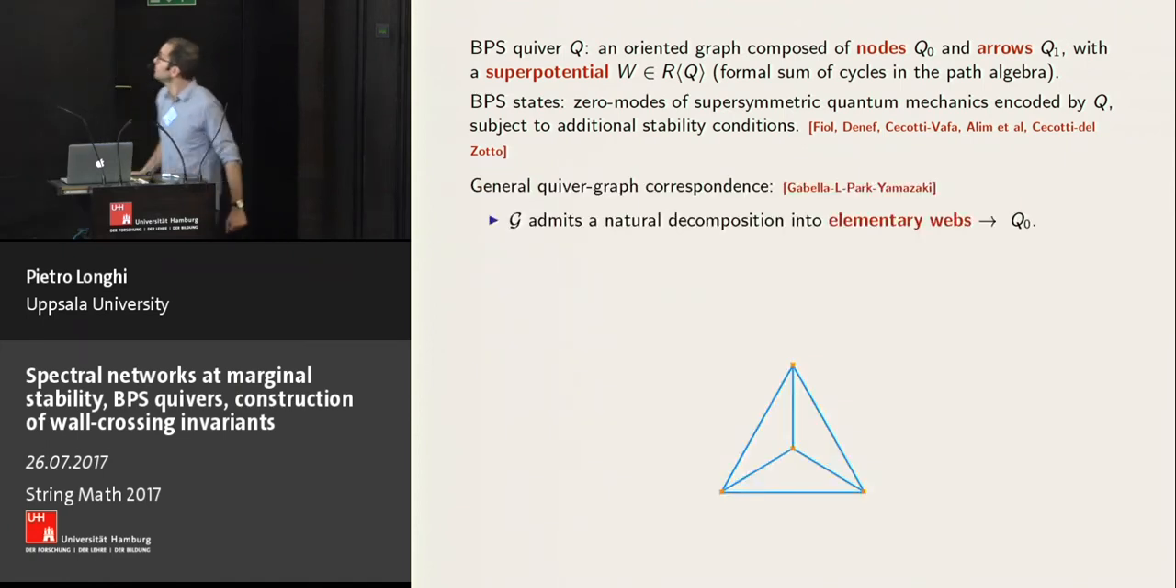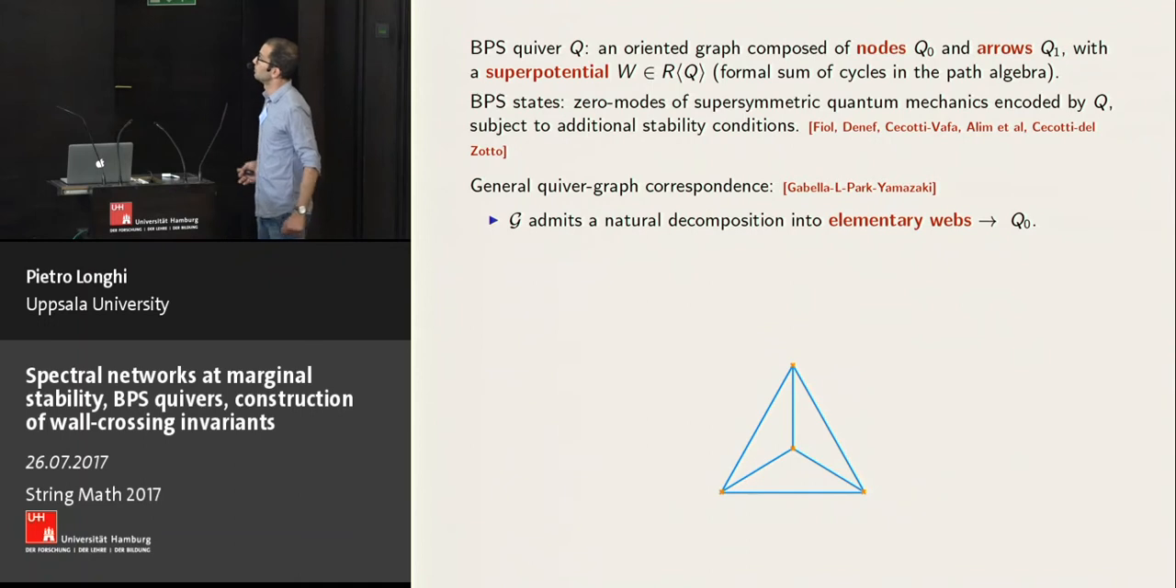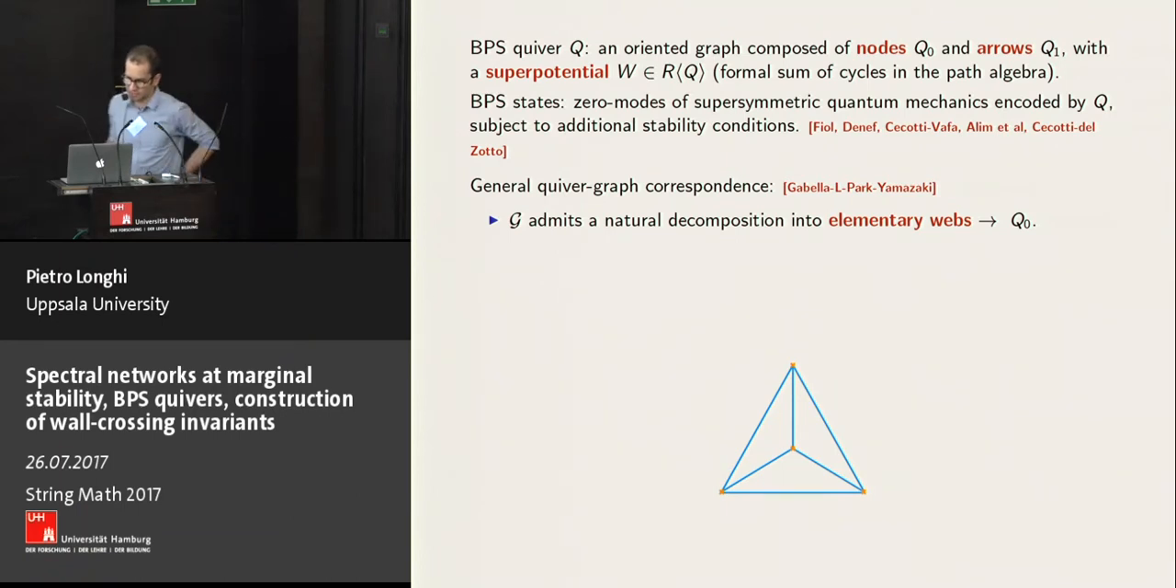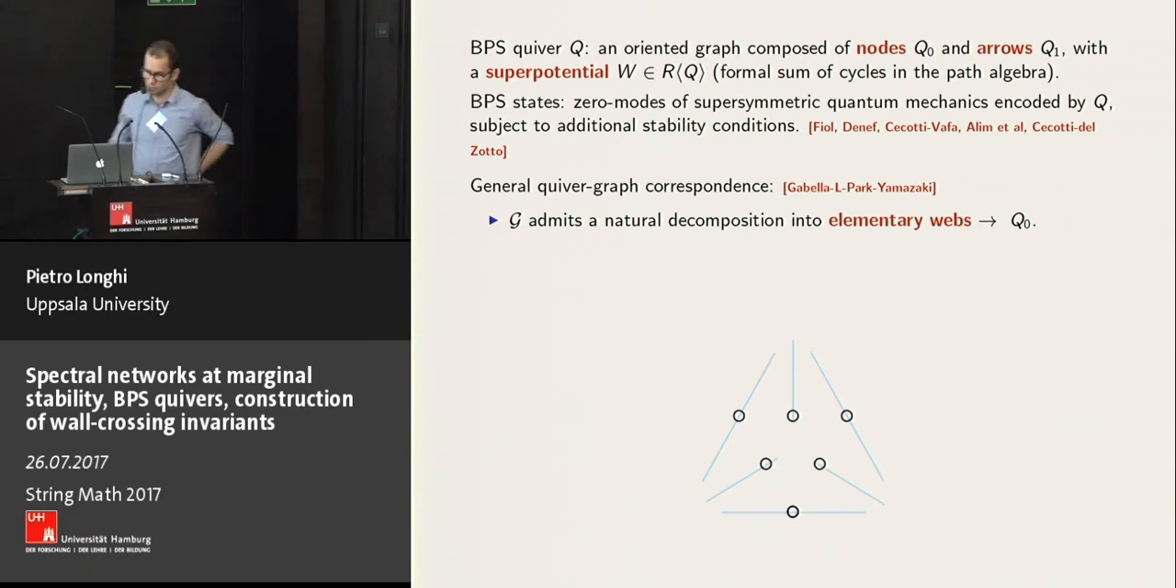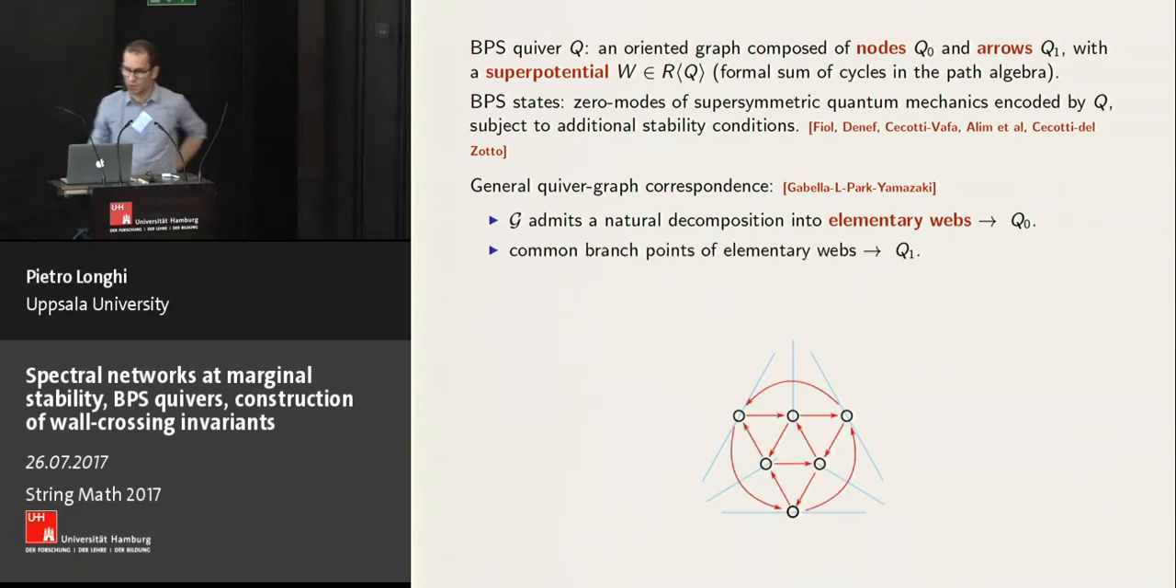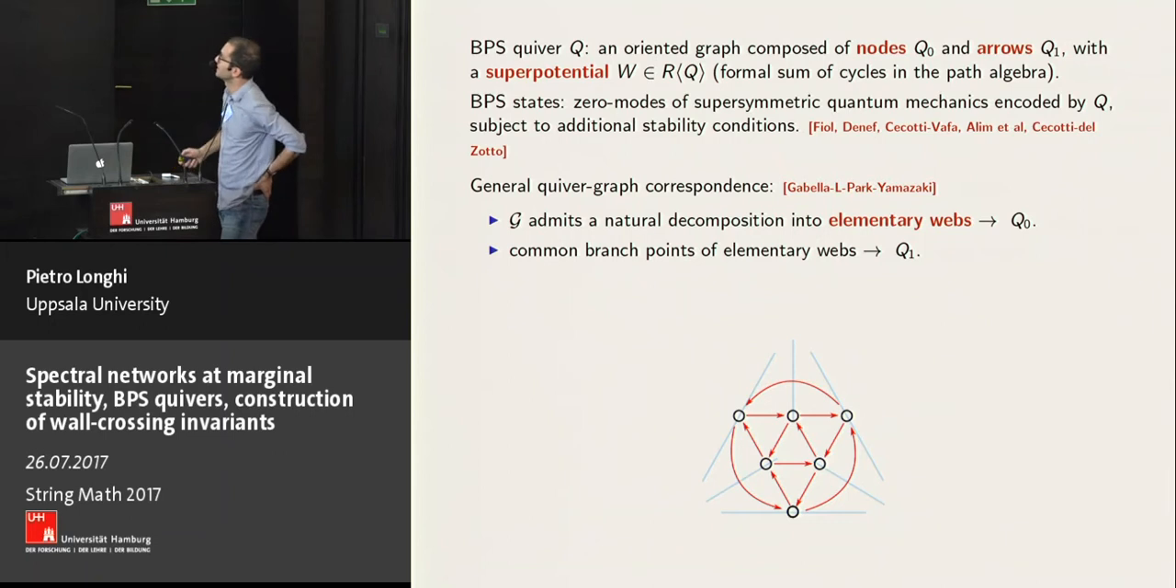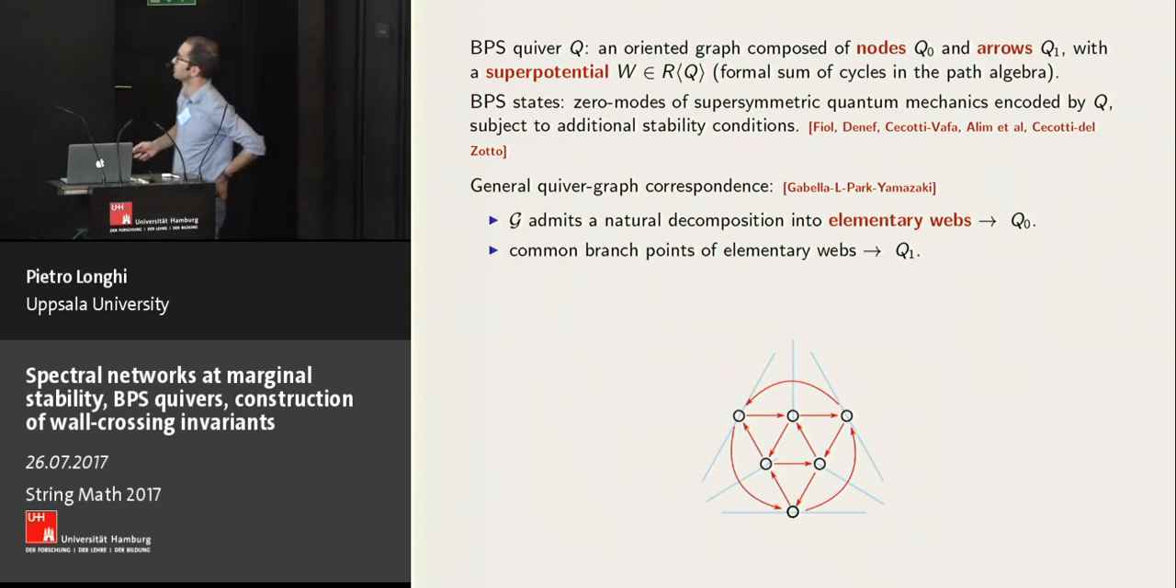And given a BPS graph, there is a very general way of computing a quiver, and the first step is to realize that the BPS graph has a natural decomposition into elementary webs, which, roughly speaking, is obtained by removing the branch points. Then each elementary web is dual to a node of the quiver, and one can compute the arrows by counting the number of branch points shared by two edges.